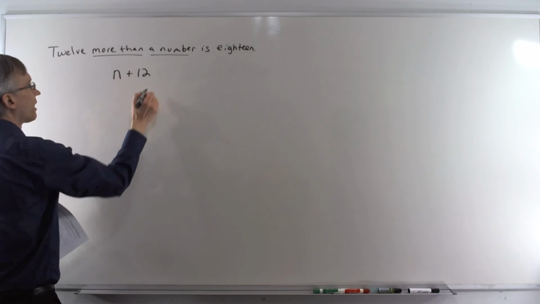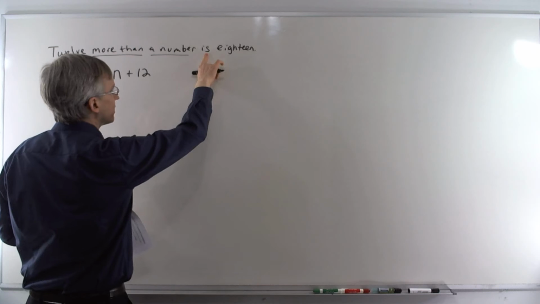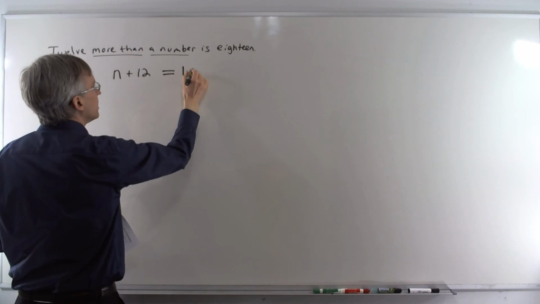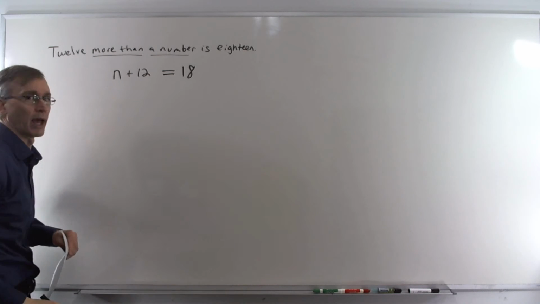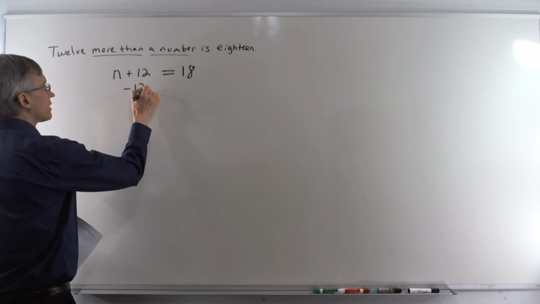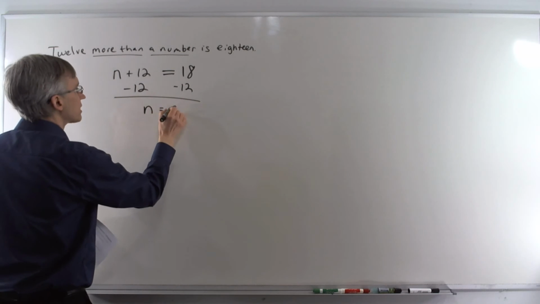12 more than that, n plus 12, "is" is the equal sign. So put an equal sign there, and 18. So this translates into n plus 12 equals 18. And we'll go ahead and solve this by subtracting 12 from each side, and the number is 6.